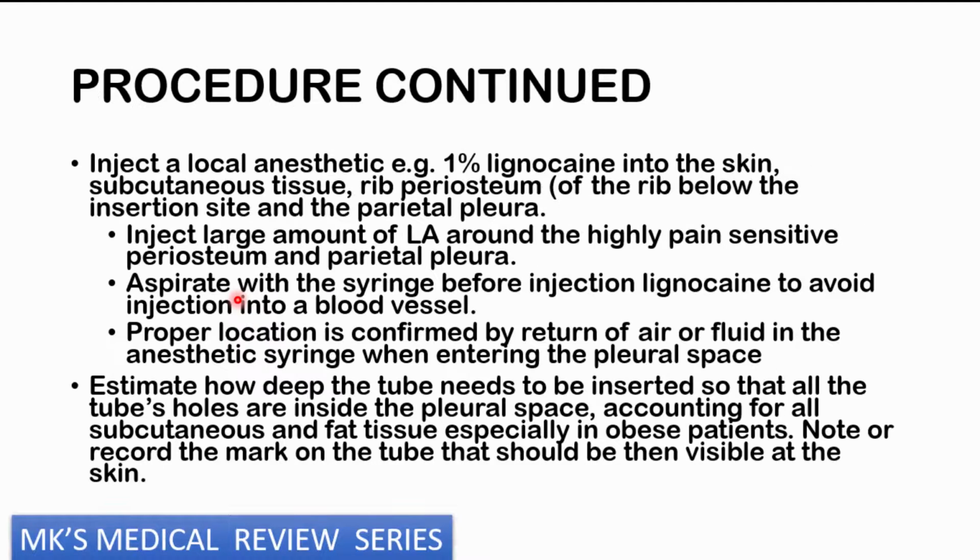Then you should inject a local anesthetic, for example 1% lignocaine, into the skin, the subcutaneous tissue, the periosteum of the rib below the site where you will make your incision, and into the parietal pleura. You should inject large amounts of local anesthetic around the highly sensitive periosteum and parietal pleura, because these have a lot of nerve endings and could cause the patient a lot of pain. You should aspirate before you inject to ensure that you're not in a blood vessel, because if you inject lignocaine into a blood vessel, you may bring about other problems that you do not want to see.